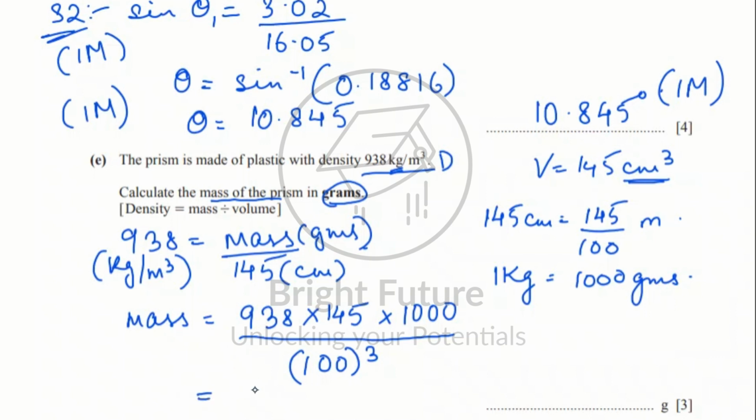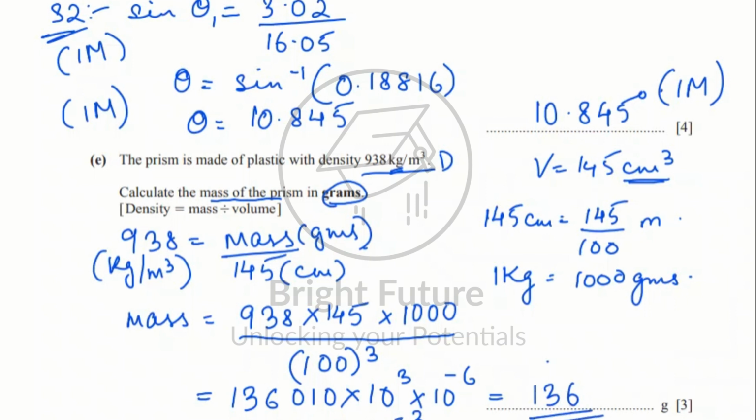Finally, mass is equal to 136,010 multiplied by 10 raised to 3, into 10 raised to minus 6, which gives me 136,010 into 10 raised to minus 3. When I give it in standard form, I get the answer as 136.010 grams. I hope it's clear with everyone.